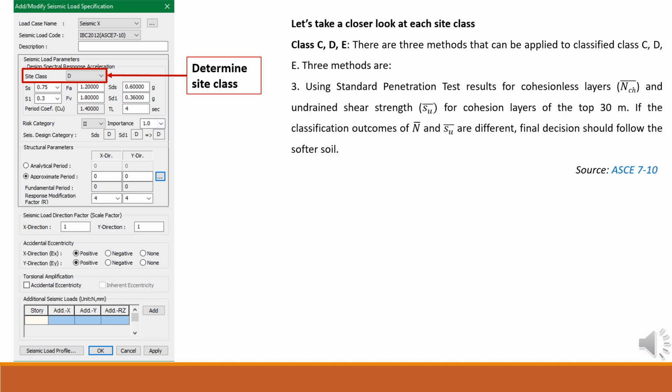3. Using standard penetration test results for cohesionless layers and undrained shear strength for cohesive layers of the top 30 meters. If the classification outcomes of the standard penetration test and undrained shear strength are different, the final decision should follow the softer soil.